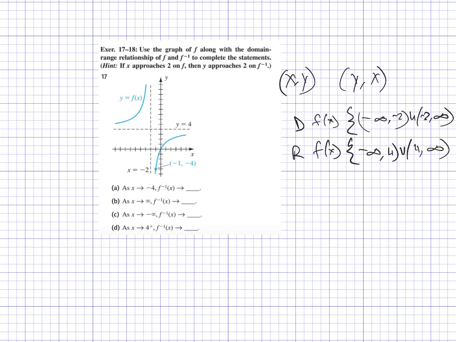Now, your inverse switches all that. So the inverse of f of x is going to be the range from f of x, the range of f of x. So it just switches everything.